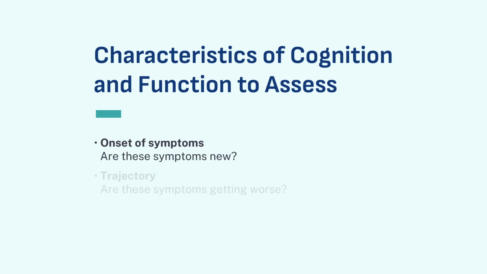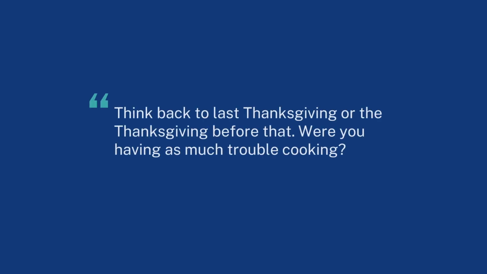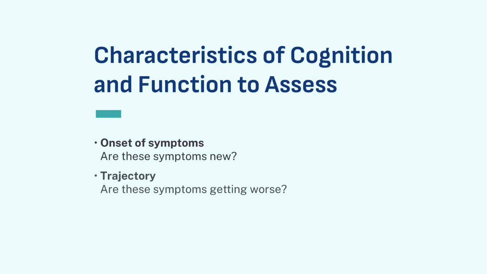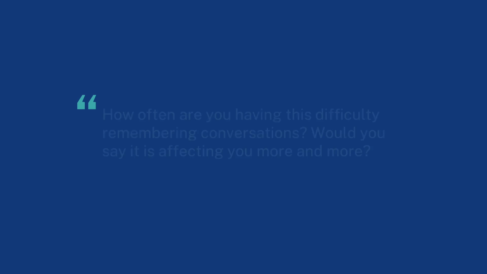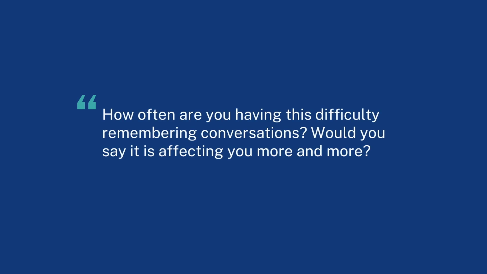The second is trajectory. Are these symptoms getting worse? Establish that there is a trajectory of decline progression. You might ask, think back to last Thanksgiving or the Thanksgiving before that. Were you having as much trouble cooking? And finally, the third characteristic, severity. How are they affecting this person? The more severe, the more likely they are to be in the abnormal range. You might ask, how often are you having this difficulty remembering conversations? Would you say it is affecting you more and more?